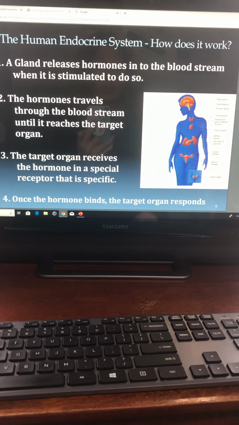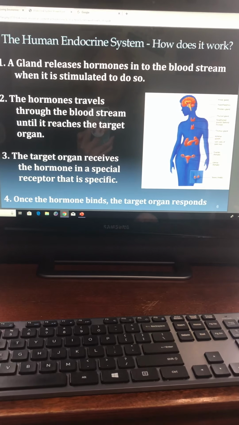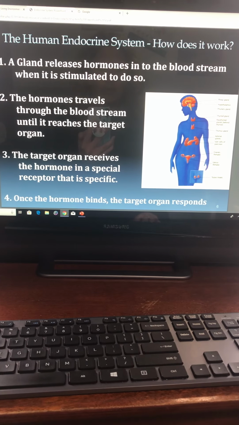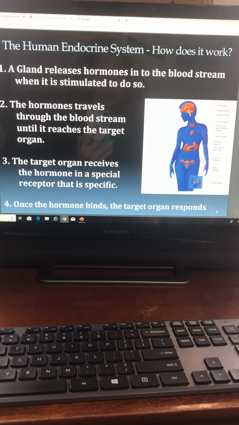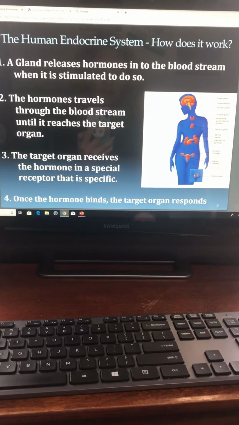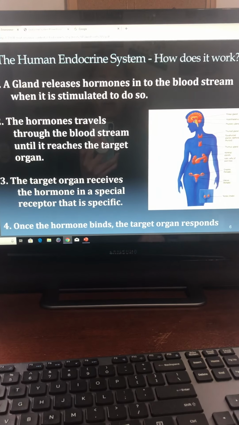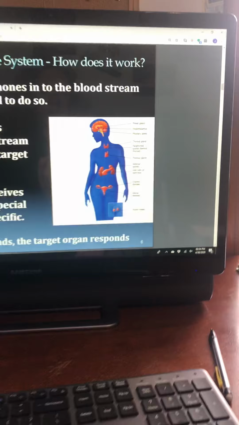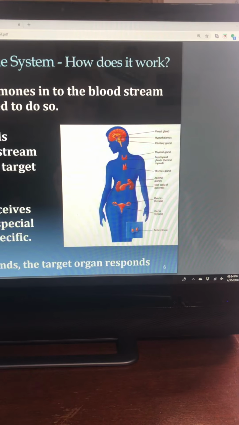The hormone travels through the bloodstream until it reaches the target organ, wherever it needs to get to, and then that target organ receives the hormone in a special receptor that is specific for it, so it forms a lock and key. And once the hormone binds, the target organ is then going to respond. And here's a picture again of just some of the different glands that are going to be secreting hormones.